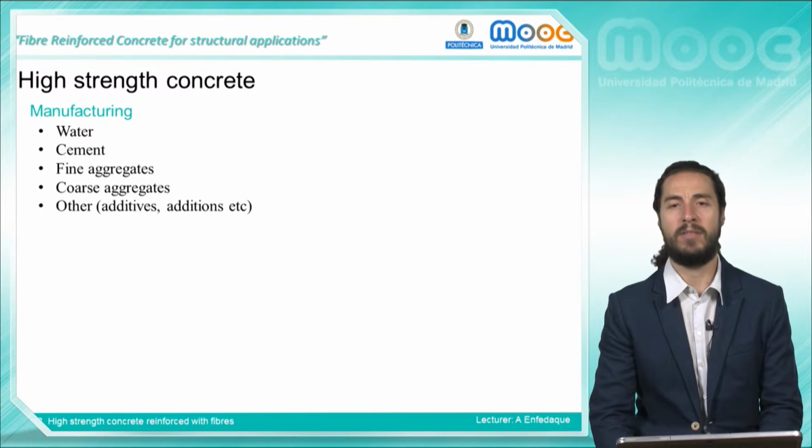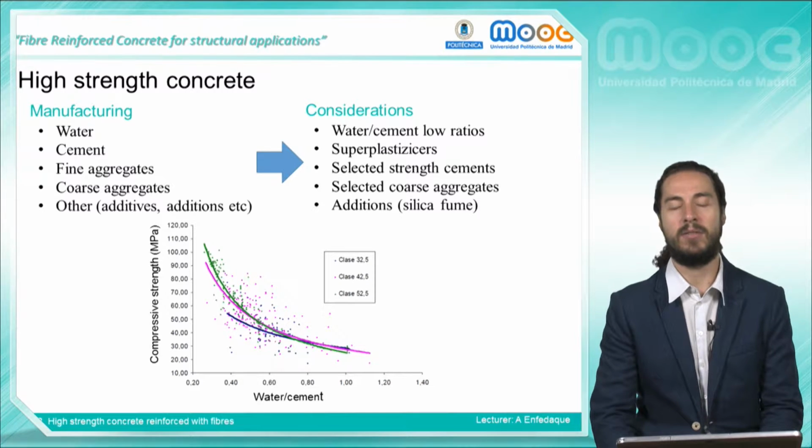The components of high-strength concrete are water, cement, fine and coarse aggregates, and other products that would range from chemical additives to certain cement additions. Nevertheless, there are some considerations that have to be kept in mind. In high-strength concrete, the water-cement ratio should be low because there is a direct relation between the compressive strength and such ratio. This phenomenon can be clearly observed in the figure that appears in the slide.